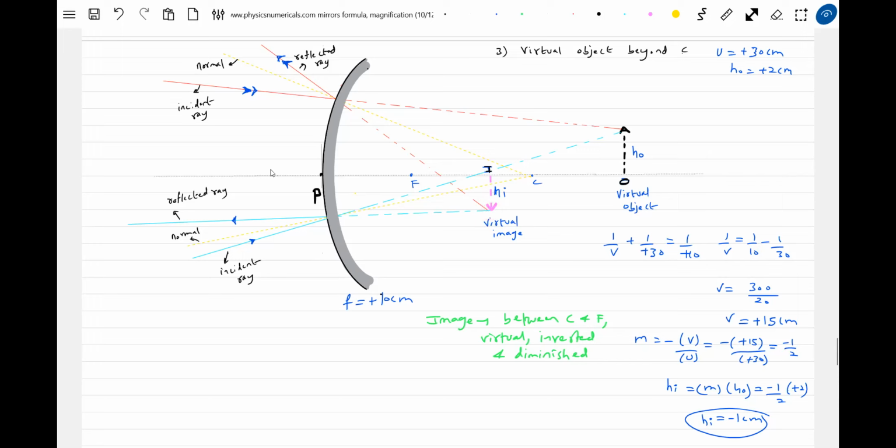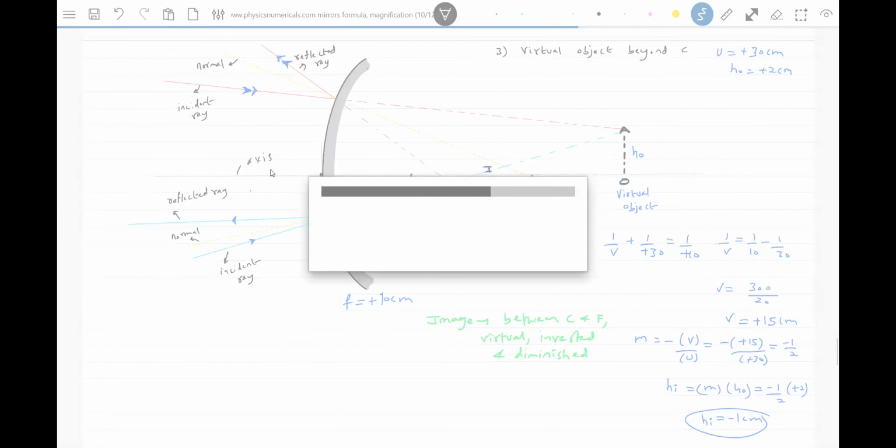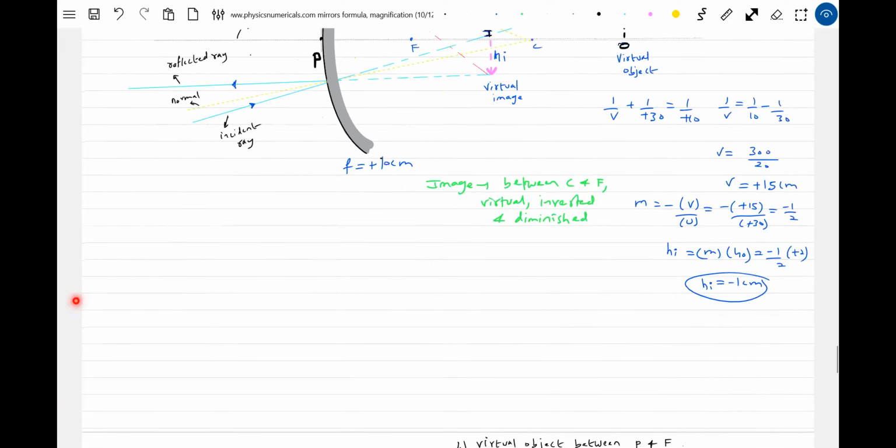Fine. So this is about the ray diagram, and this is the axis: principal axis, optic axis, or just axis. So when the virtual object is beyond C, the image will be between F and C, virtual, inverted, and diminished. You can see HI is less than HO from the ray diagram also. Every time a ray diagram is not possible, so finally in numericals, I'll be taking help of these formulas only. I'm just demonstrating how we can use the mirror formula. Okay, this is about the virtual object.